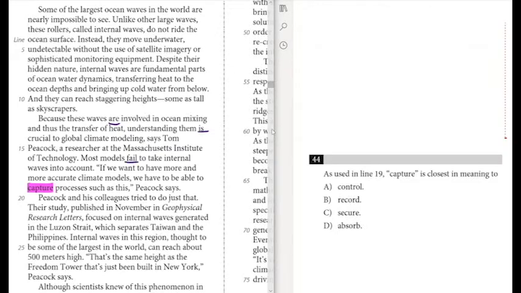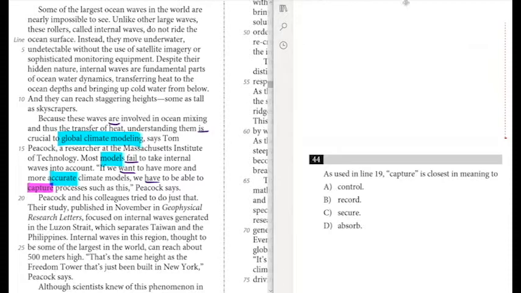These waves are involved in ocean mixing. Understanding them is crucial to global climate modeling. Most models fail to take internal waves into account. If we want to have more and more accurate climate models, we have to be able to capture processes such as this. So the paragraph is talking about global climate modeling, and most models fail to take these waves into account. But if we want to have more accurate models, we must be able to capture processes such as this.